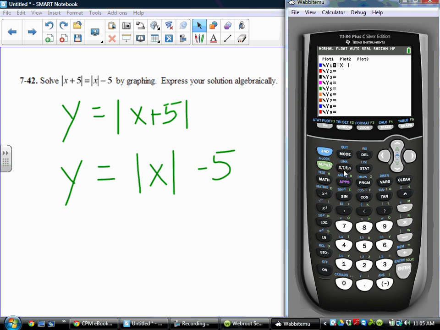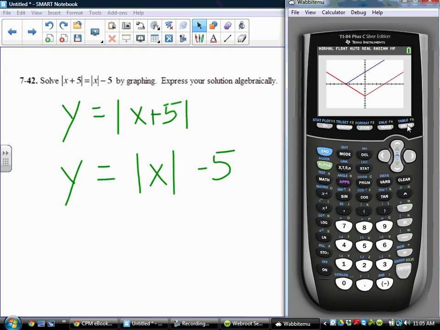So here I'm going to hit x plus 5 is my first one I'm going to graph. And then the second one, I'm just going to do the absolute value again of x. And then outside my absolute value, I'm going to put minus 5. So I'm going to graph those. Alright, so that's the first one in the blue. Second one, ooh, it's looking interesting here.